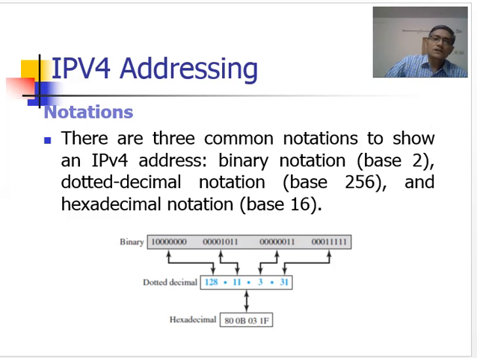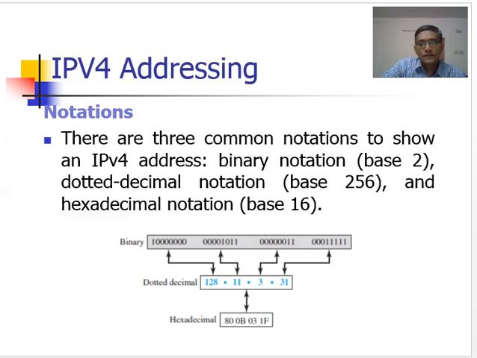Now, what is the notation or representation used for specifying an IPv4 address? Actually, three notations are used. One is called binary notation, base 2, the second is dotted decimal notation, and the third is hexadecimal notation. This pictorial representation gives these three notations in detail.